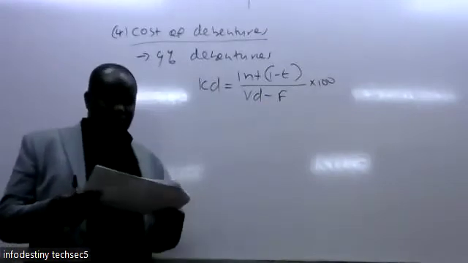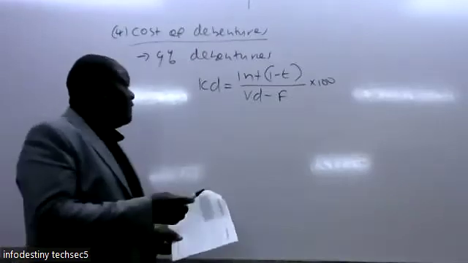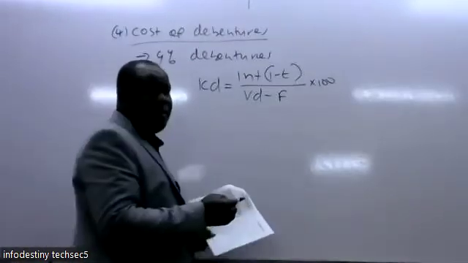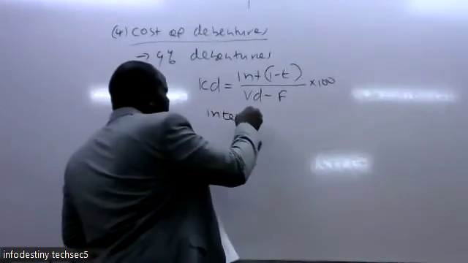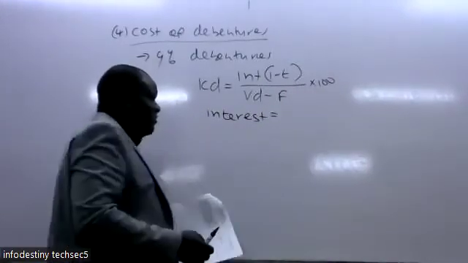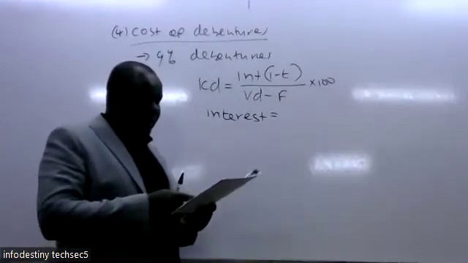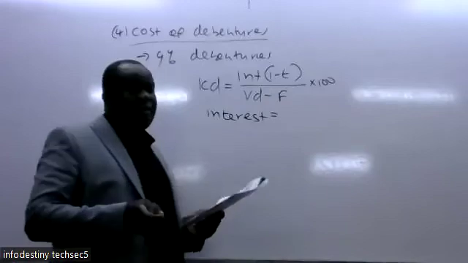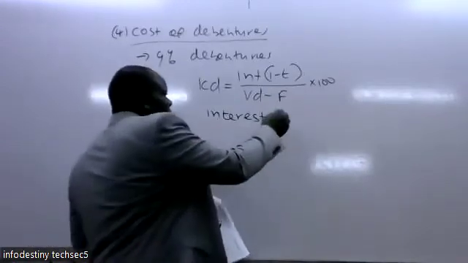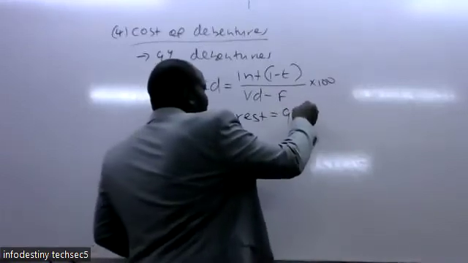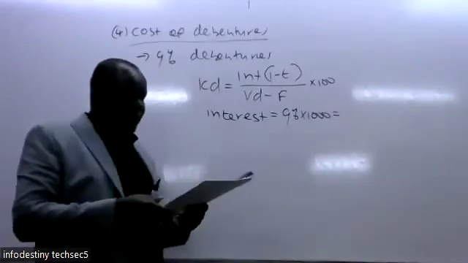So what we do, we identify first the amount for the interest. We need to compute first the interest. So the amount for the interest is 9%. The par value, you can see in brackets, is 1,000. So 9% of 1,000. So that one should give us which amount?